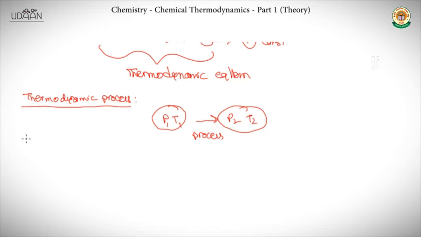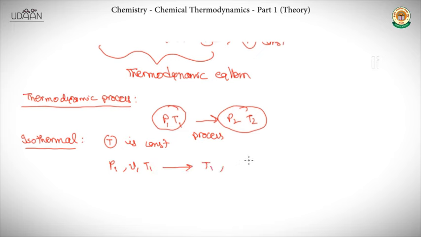Now we'll talk about a few thermodynamic processes. The first one is isothermal. The name itself says that temperature is constant in this process. Suppose that we have a system at P1, V1, T1, and at a constant temperature we are changing the properties of the system. Now we are making it T1, V2, P2, but at constant temperature. This is an isothermal system.